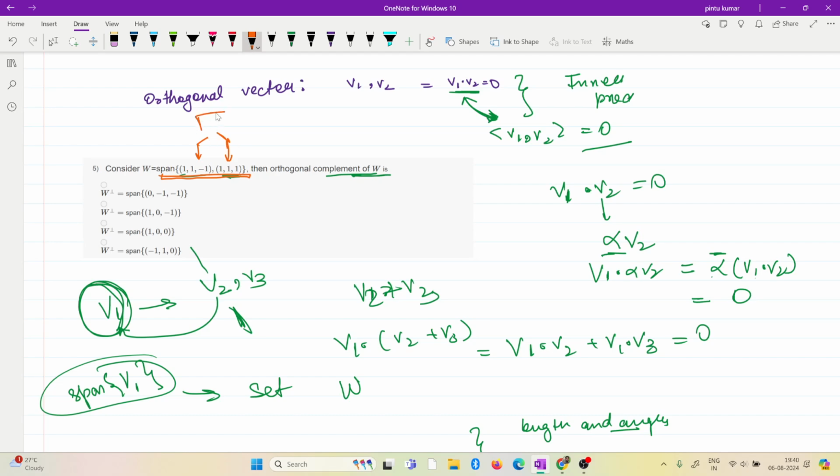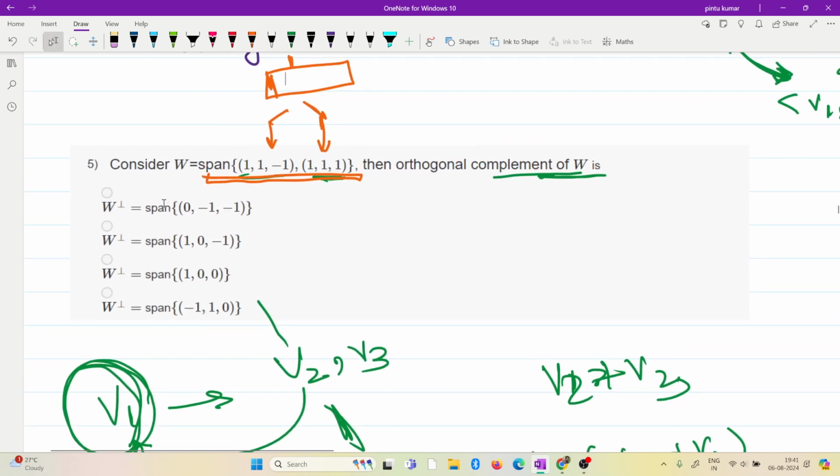And if you take the span of this set also, any vector here would be orthogonal to any vector here. So you have to look for such a vector. Let's look at the options. The first option is (0, -1, -1). Is it orthogonal to the first vector?